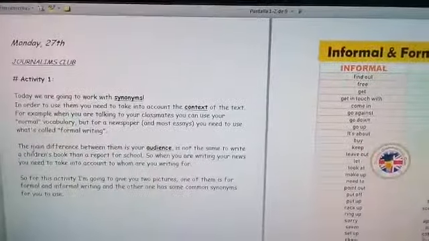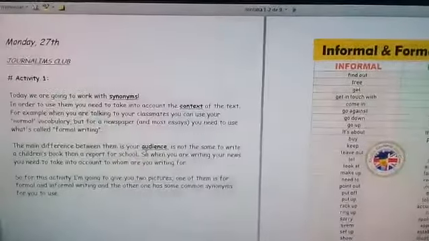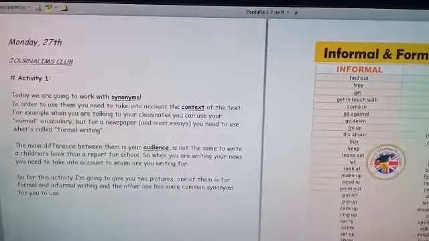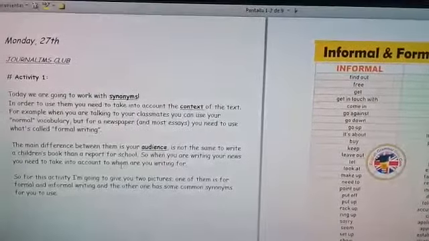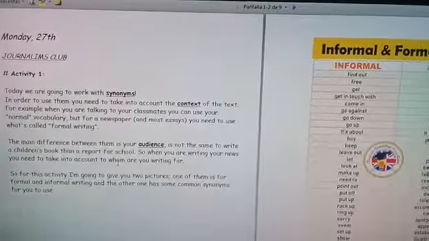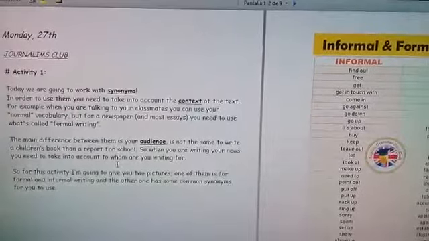The main difference between them is your audience. It's not the same to write a children's book than a report for school. So when you are writing your news, you need to take into account whom you are writing for.